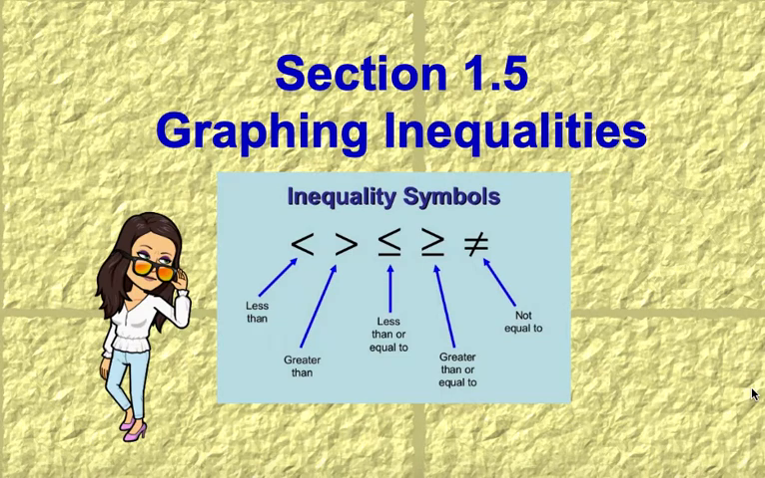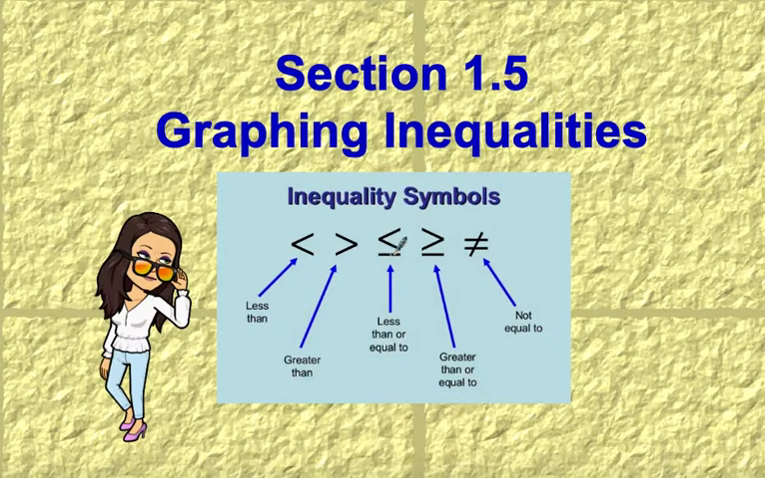Algebra II students, today we're going to review the idea of graphing inequalities. So you can see in front of you, we have a few inequality signs just to refresh our brain. So you see the less than sign, which looks more like an L shape. We see a greater than sign, which is pointed to the right.